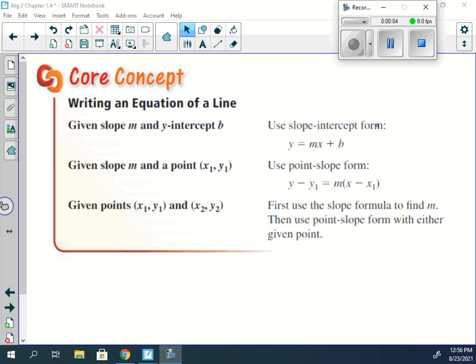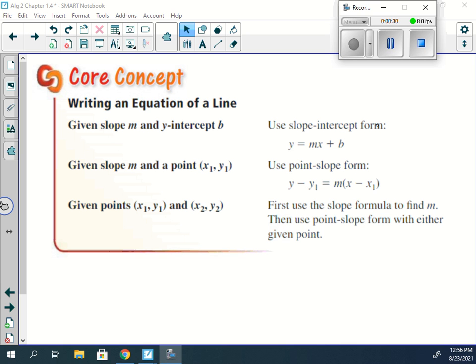What we're talking about today is writing an equation of a line and working with equations of lines. There are two main ones that we have, and this third one is just using some other formulas to get to the other equation. The first one is slope-intercept form. Given a slope and the y-intercept, we can write it in slope-intercept form.